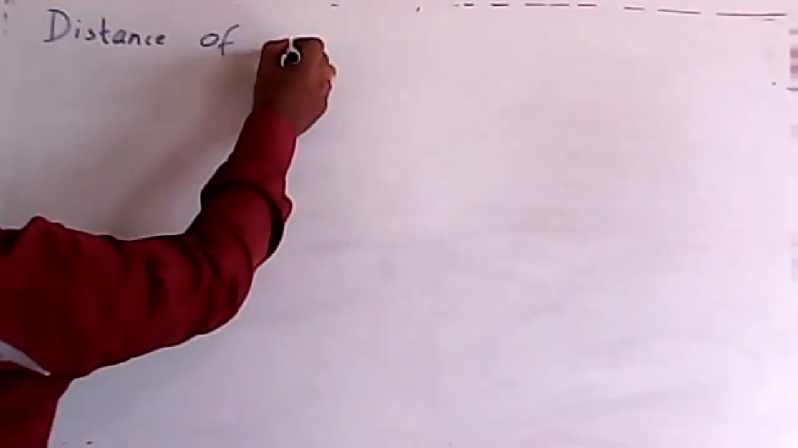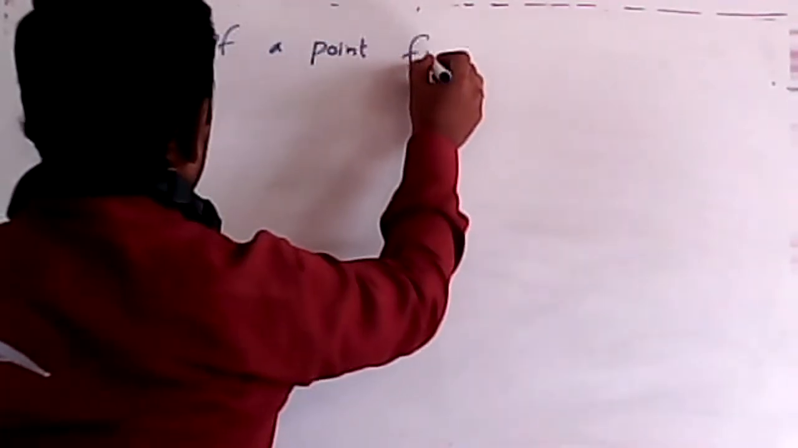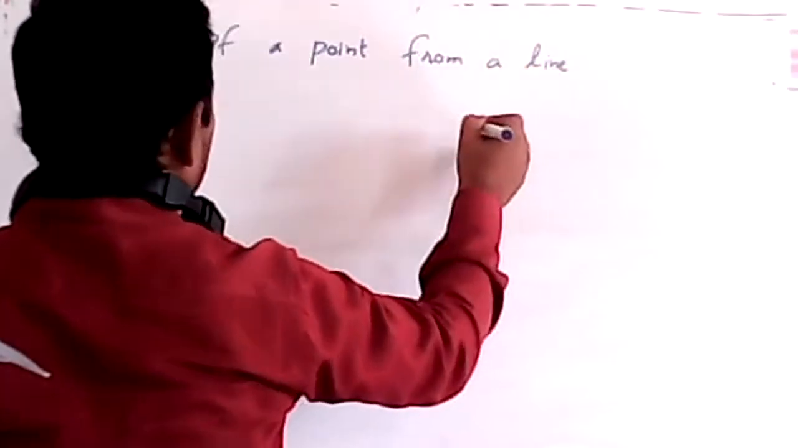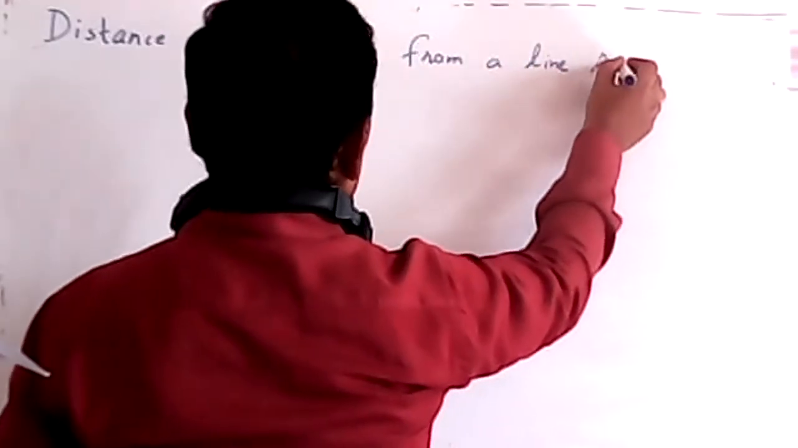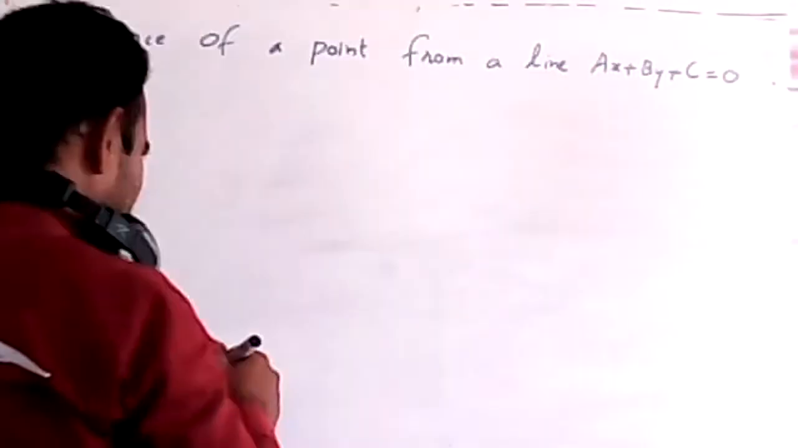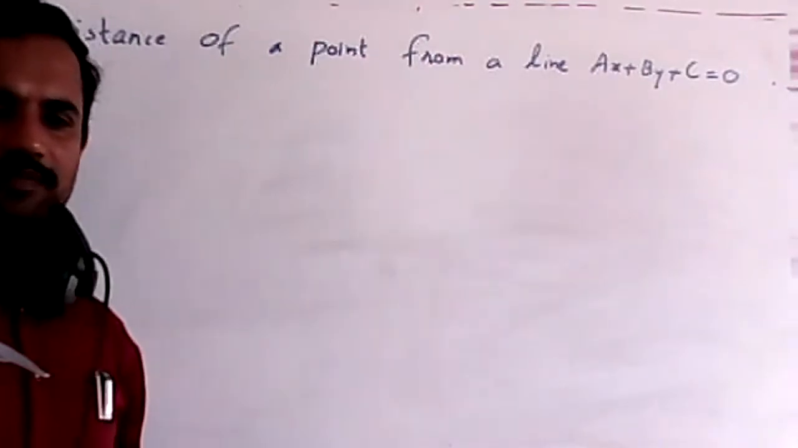Now we'll begin with the distance of a point from a line. The line I will call Ax + By + C. Generally, we always denote a line with this equation.